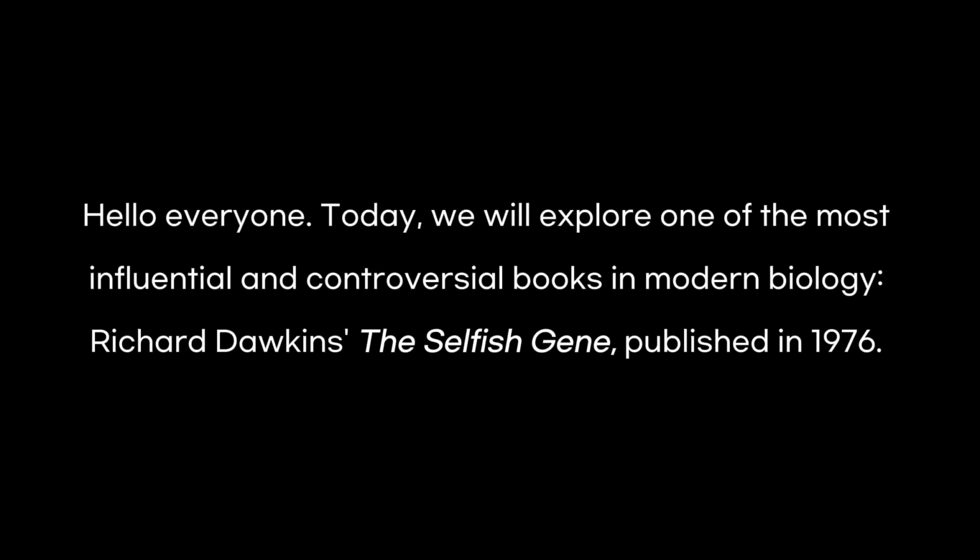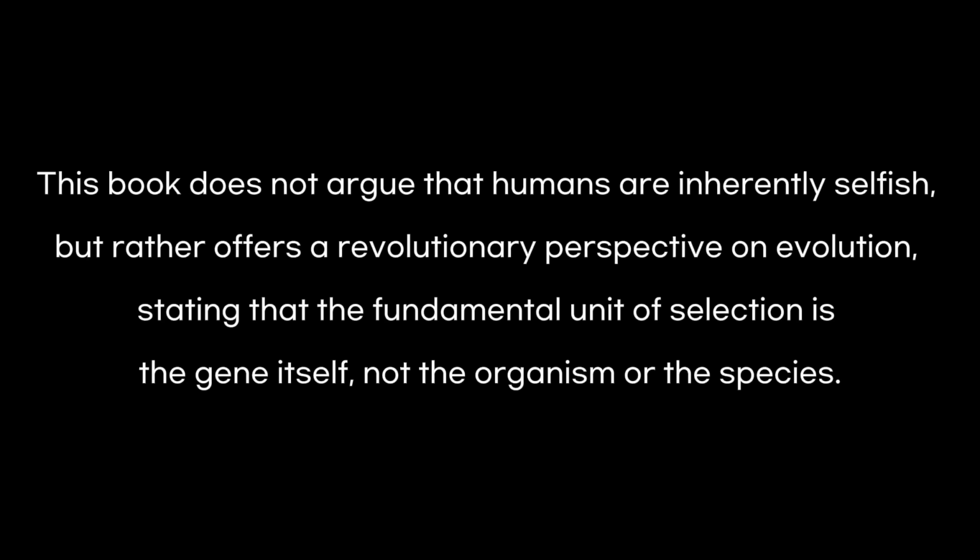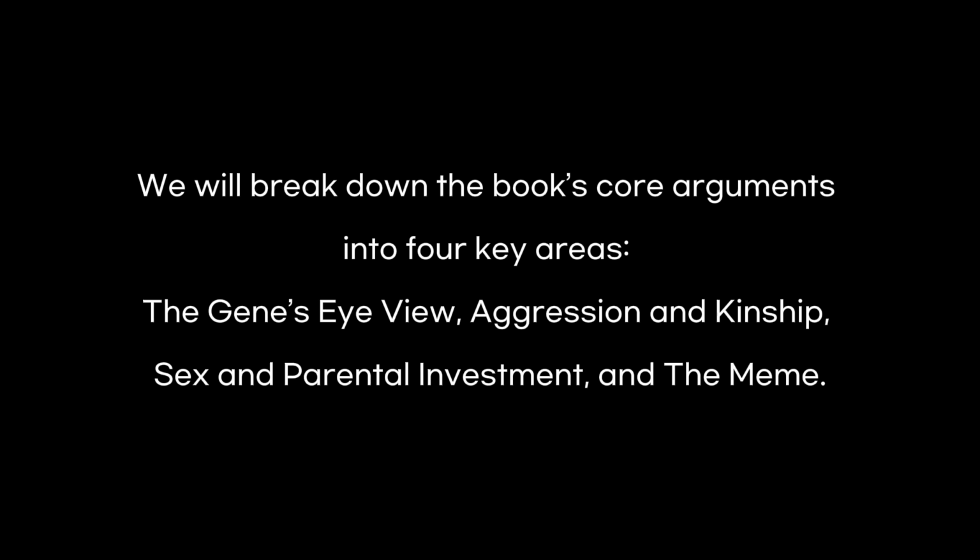Hello everyone. Today, we will explore one of the most influential and controversial books in modern biology, Richard Dawkins' The Selfish Gene, published in 1976. This book does not argue that humans are inherently selfish, but rather offers a revolutionary perspective on evolution, stating that the fundamental unit of selection is the gene itself, not the organism or the species. We will break down the book's core arguments into four key areas: the gene's eye view, aggression and kinship, sex and parental investment, and the meme.